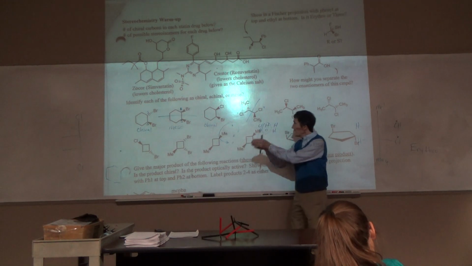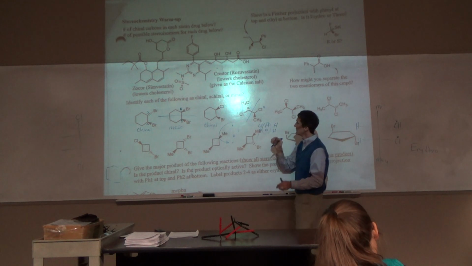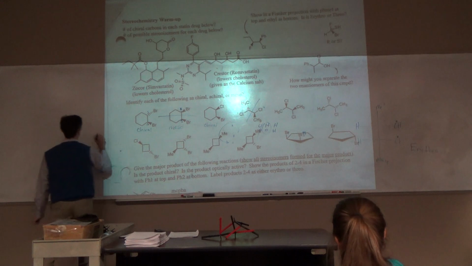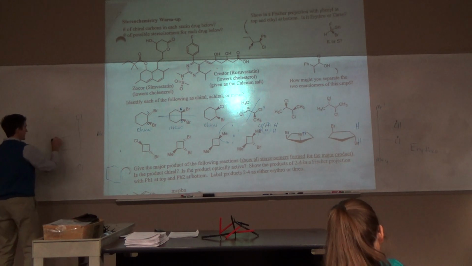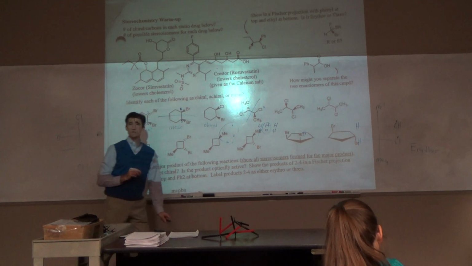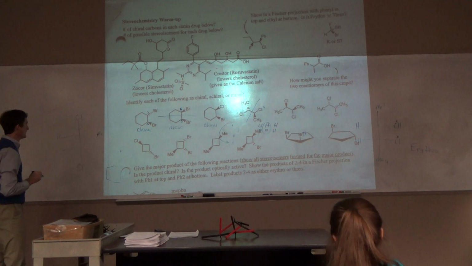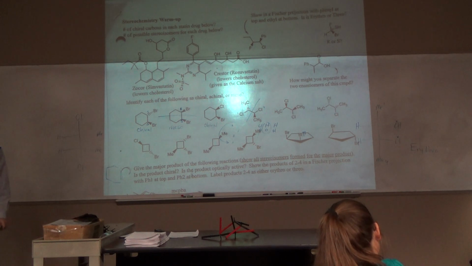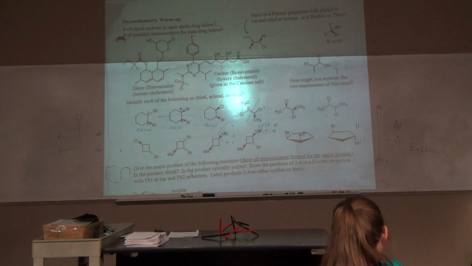With chlorine going away, what side's the methyl on? Chlorine going away, the methyl is on the right. The undrawn hydrogen is over here. With chlorine 4 going away, what side's the methyl on? On the right. Undrawn hydrogen here. Now we've done half the work.